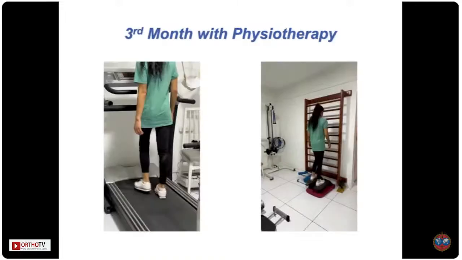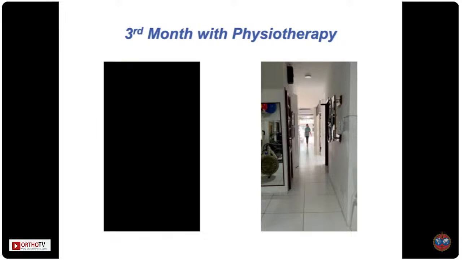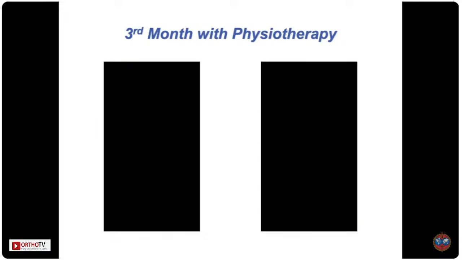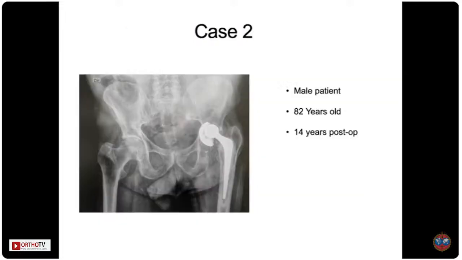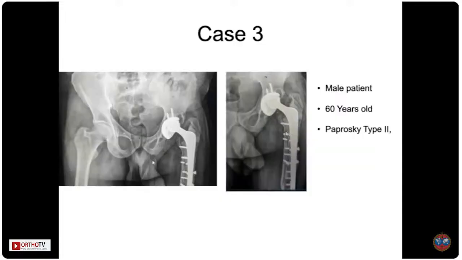First mount, third mount with physiotherapy. Case 2, case of Luciano Lucindo in Brazil, male patient, 82 years old, 40 years post-op, Paprosky type 2 with a porous non-cemented cup fixed with screw.